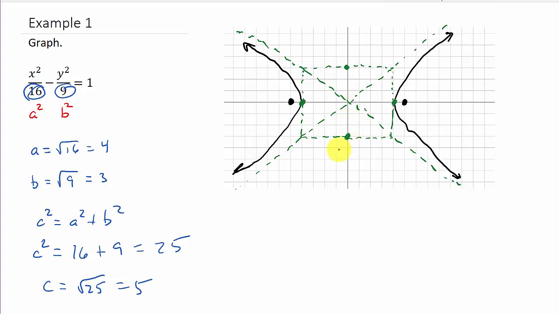I'm not going to do it on here, but you can label these points. For instance, this would be the point 0, -3. This one would be the point 0, 3. And then this would be, well, I guess I am going to do it, aren't I? There's 4, 0. There's -4, 0. And then this would be 5, 0. And this would be -5, 0. And you could label your points like that.